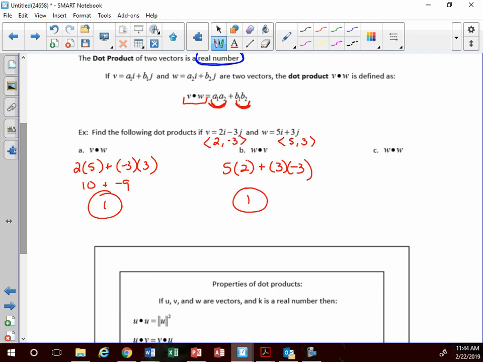All right, you guys try C, w dot w. Sounds like I'm telling you a website, but not really. W dot w.